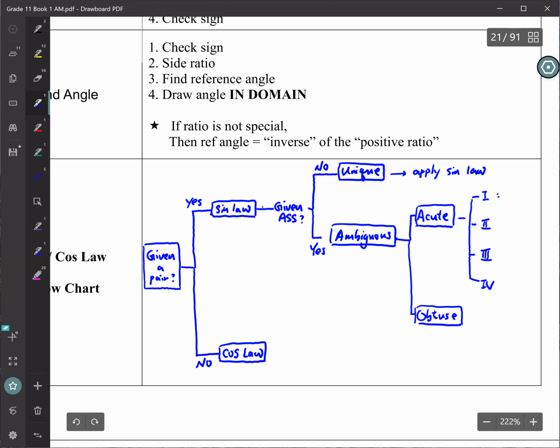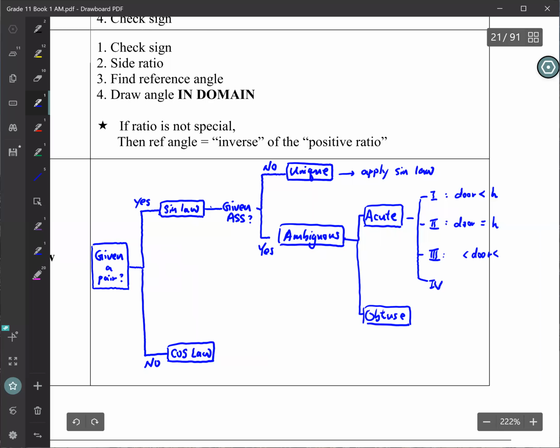Case 1 is when the opposite side is less than the height. Case 2, when the opposite side is the same as the height. Case 3, when the opposite side is longer than the height, but less than the hypotenuse. Last one, when it is longer than or equal to the hypotenuse.